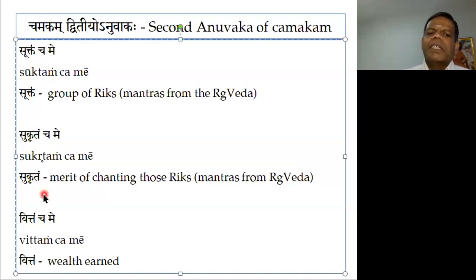But here the commentators take it that by chanting these riks, you're getting sukritam. You're doing something good by chanting these mantras. That's the way the commentators have taken it, so I've provided it as is. But sukrita means good deeds, meritorious deeds.